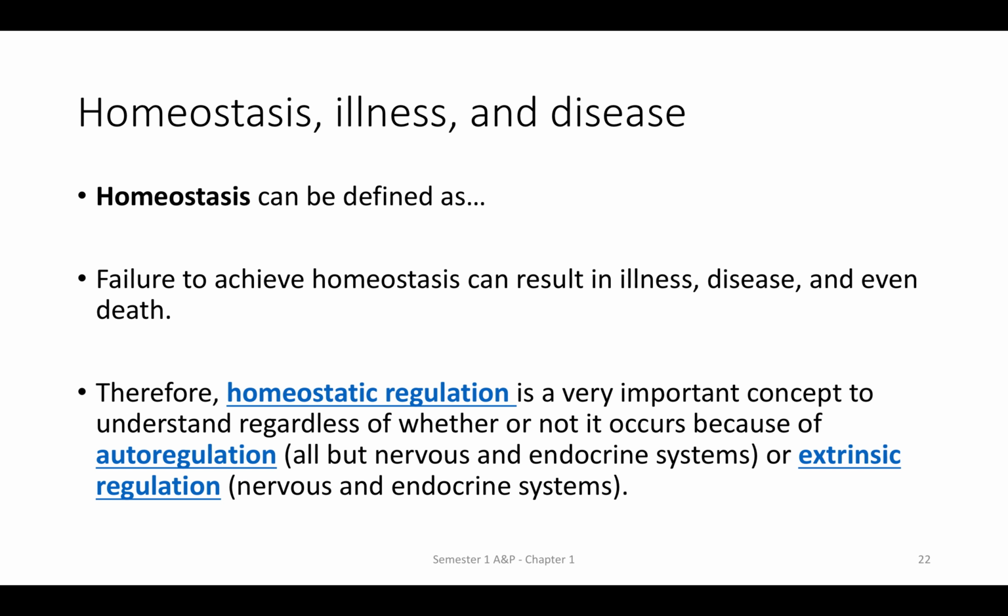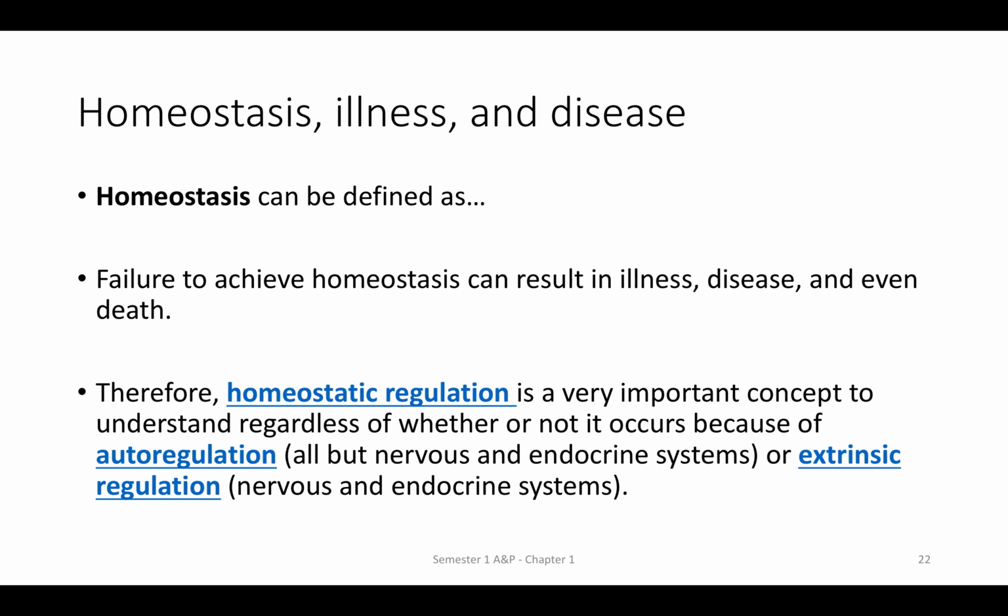Homeostasis is the way that our body maintains a stable internal environment. We want to keep our body at its normal range or its set point. So when our body fails to achieve homeostasis, that's when we get diseases. It can result in illness, and in the most extreme cases, even death.